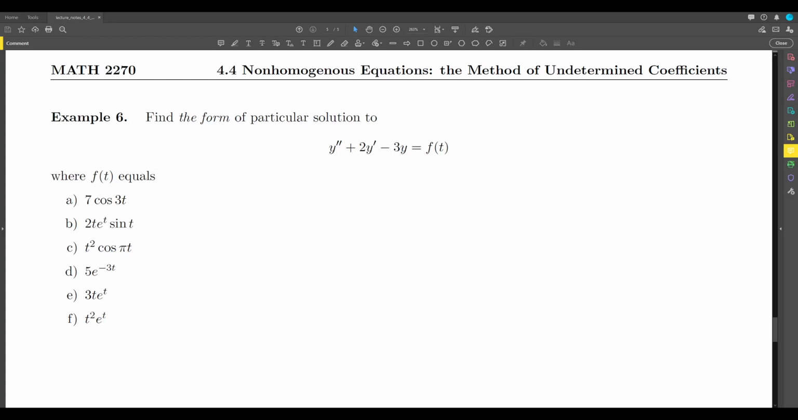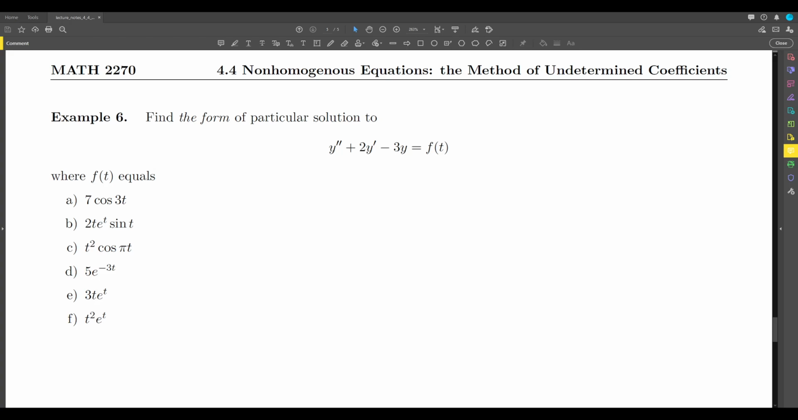Now, as you saw in the previous video, finding the particular solution can be quite tedious, even when the right-hand side is pretty simple. So oftentimes I'll ask, or on the exam, I may only ask you to find the form of a particular solution when you're given a non-homogeneous second order linear differential equation.